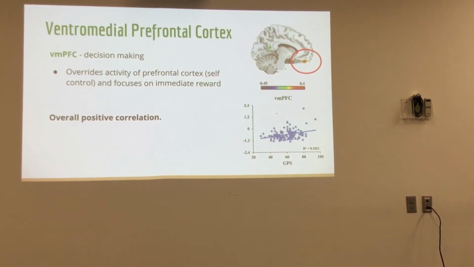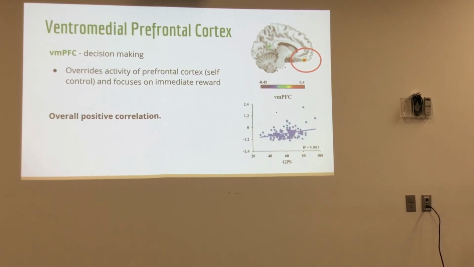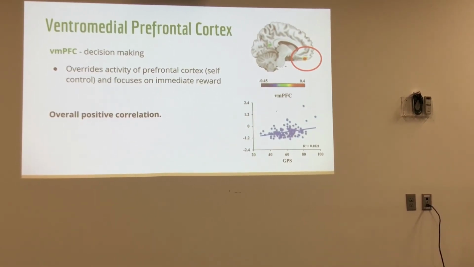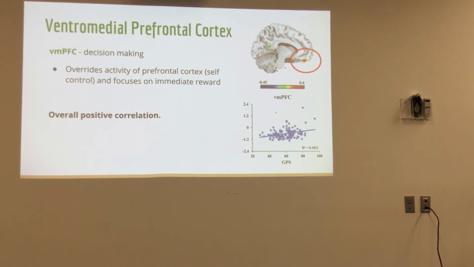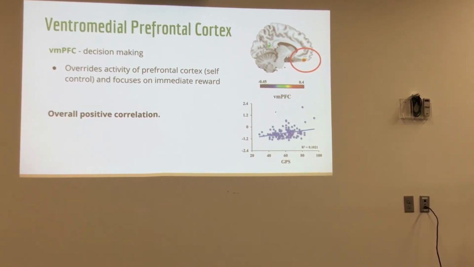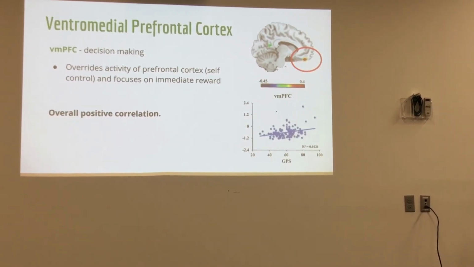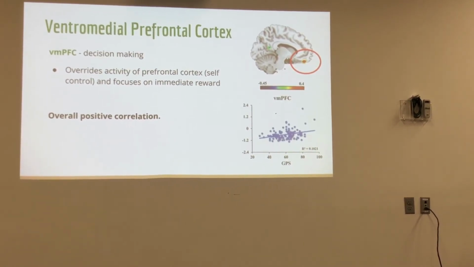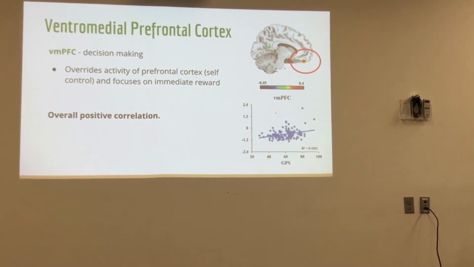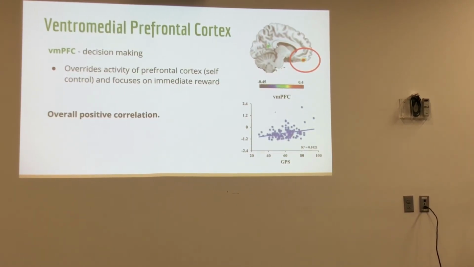Okay, the next part of the brain that the scientists looked at was the ventromedial prefrontal cortex, or the VMPFC for short, and this is associated with decision making. So specifically, it overrides the activity of the prefrontal cortex, which is self-control. So it overrides the self-control aspect of the brain and focuses on immediate reward again. So just like the previous part of the brain, it's focusing on immediate reward rather than future thinking.